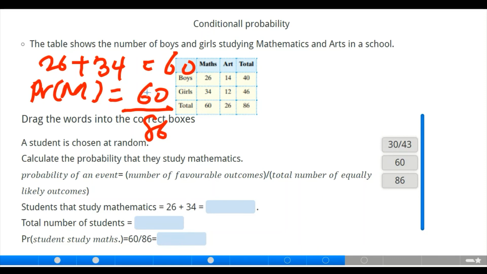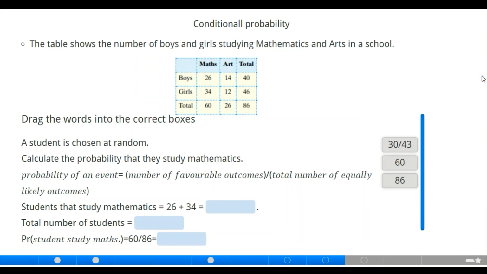Okay, so I think 2 can go here. If 2 goes there, 2 can go in 60 how many times? That is 30 times. And 2 can go in 86 that is 43 times. And that gives us the solution to that question. So let's click the right answer into the boxes that we have here.